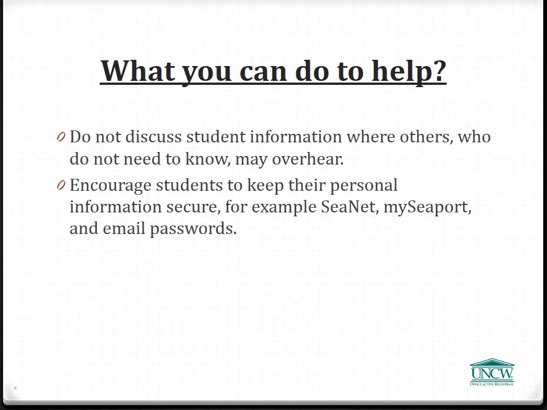What can you do to help? One, do not discuss student information where others who do not need to know may overhear. And two, encourage students to keep their personal information secure, for example, CNET, MySeaport, and email passwords.